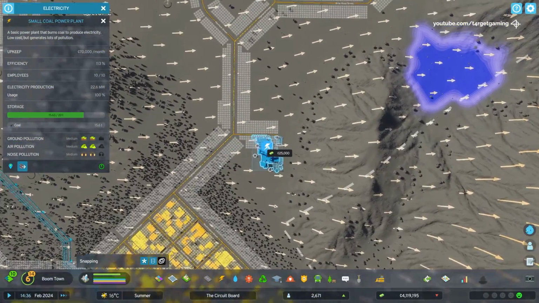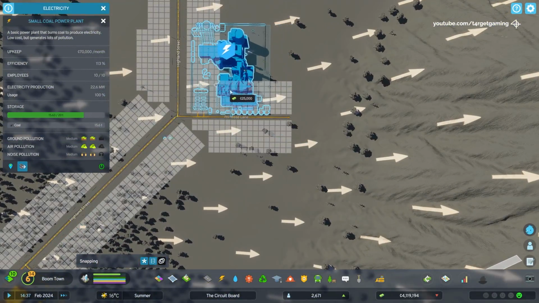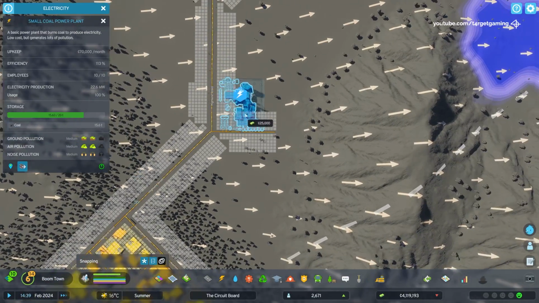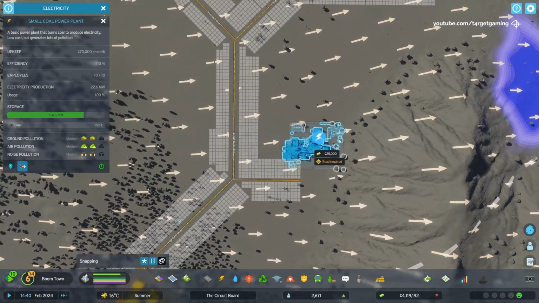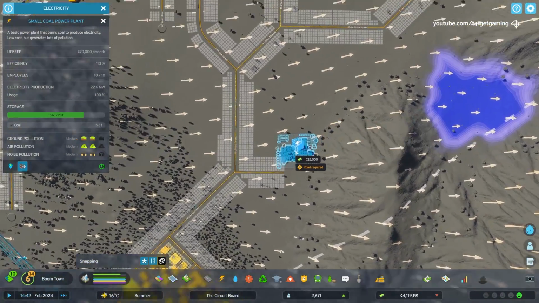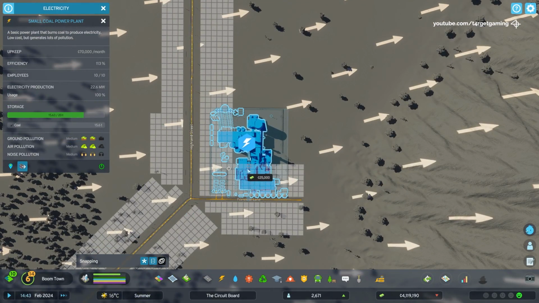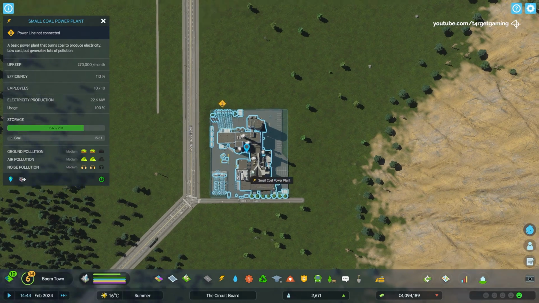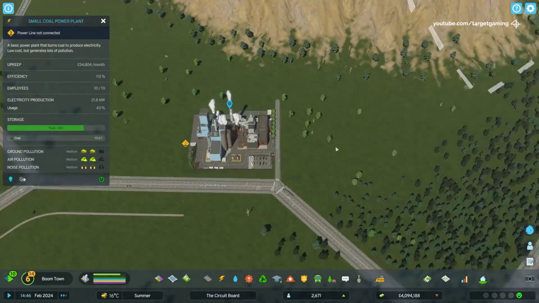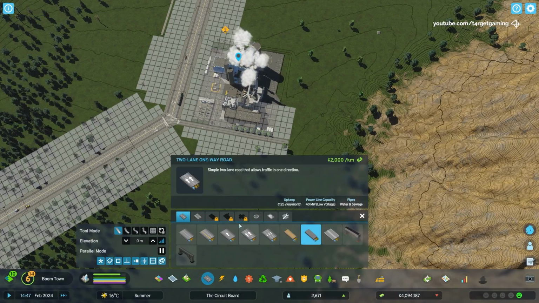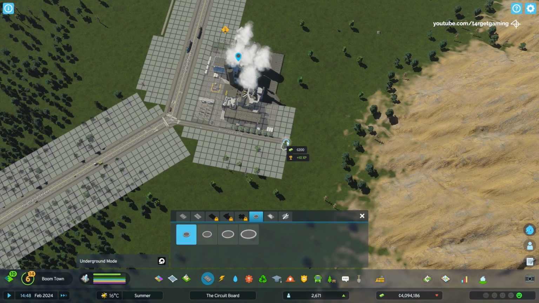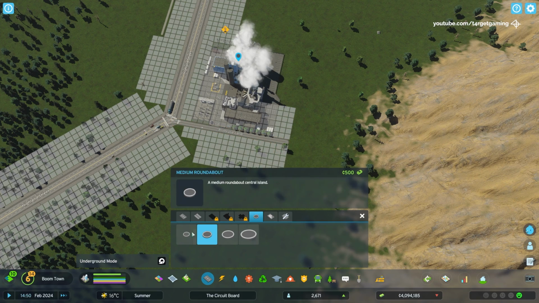Now I think I can place my small coal power plant over here. The wind is blowing to the right side, so we don't have anything built here. So I think this is actually a good spot for it. Okay, now we just need to connect it to the main grid, and we just put a small roundabout here.